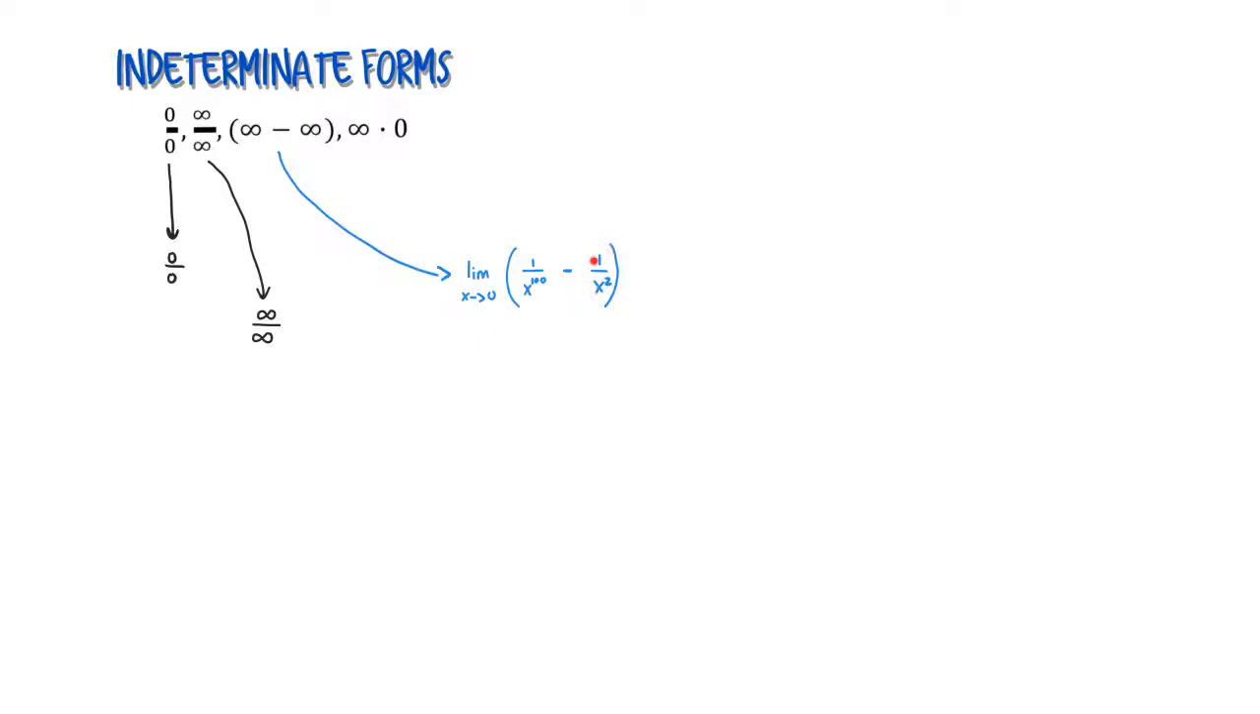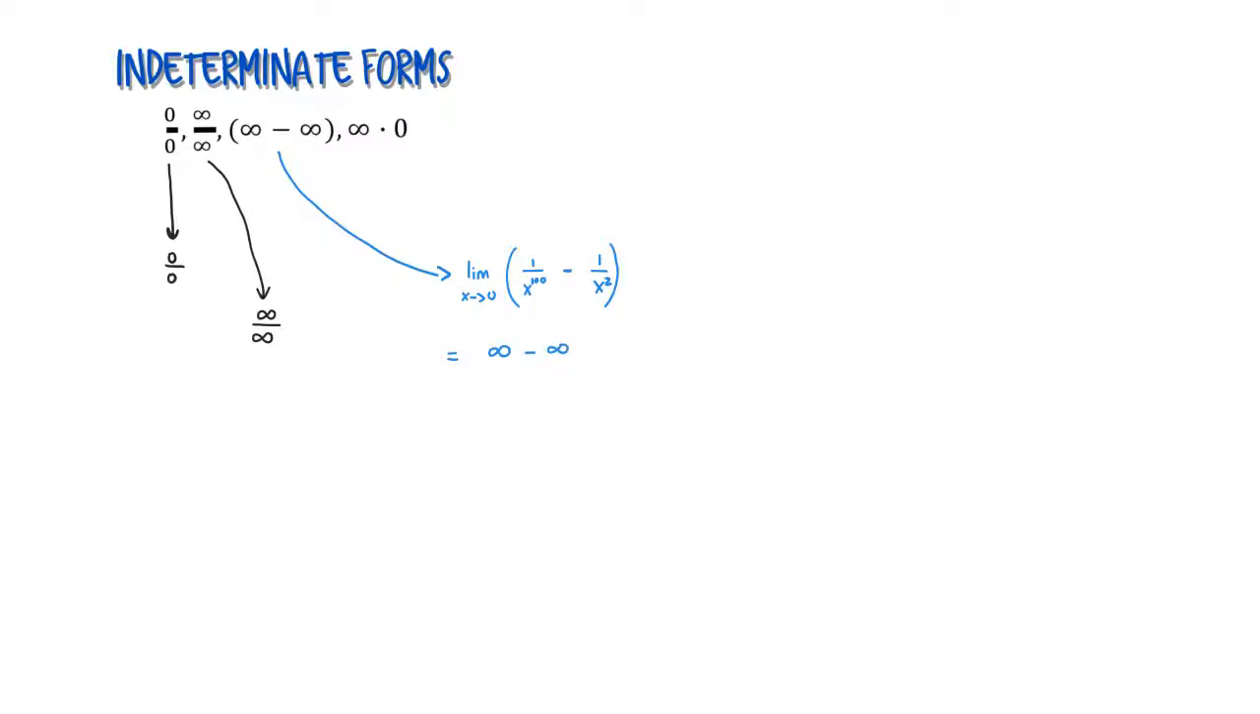Same thing over here, 1 over x squared. As x is going to 0, x squared is going to 0. The numerator is fixed at 1. So I am getting, again, 1 over something that is getting smaller and smaller and smaller. Then the result will be something that is getting larger and larger and larger. So then I conclude that this will be equal to infinity minus infinity.